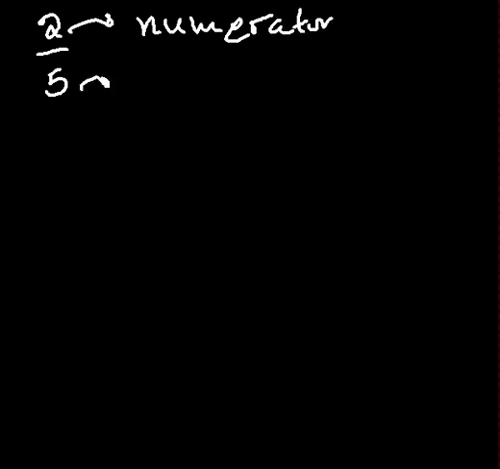A fraction is a combination of values, or we can call them numbers or terms, whereby one becomes the numerator and the other becomes the denominator. For this case, we can have, let's say, 2/5. This is the fraction where 2 becomes the numerator, and 5 is said to be the denominator. So a fraction is characterized by having the numerator as well as the denominator.